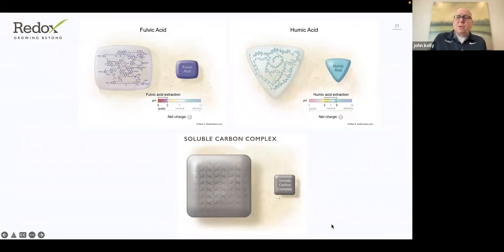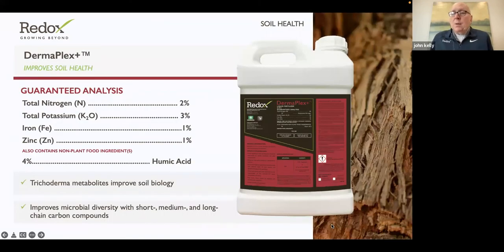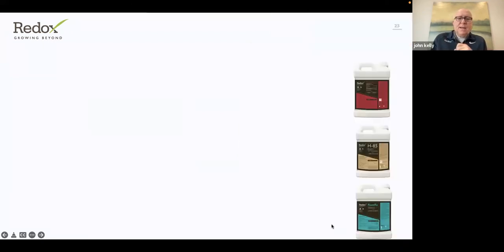And as I'll show you in a moment here, this can have important implications. A third product I'd like to talk about is called Dermaplex Plus. Now, this product incorporates the benefits of microbial stimulation, including the short, medium, long chain soluble carbon, but also contains key metabolites from a fermentation process of Trichoderma. We use one specific Trichoderma species, and these metabolites stimulate root growth, metabolism, soil health. It's a very quick response in the soil. So this is very beneficial.